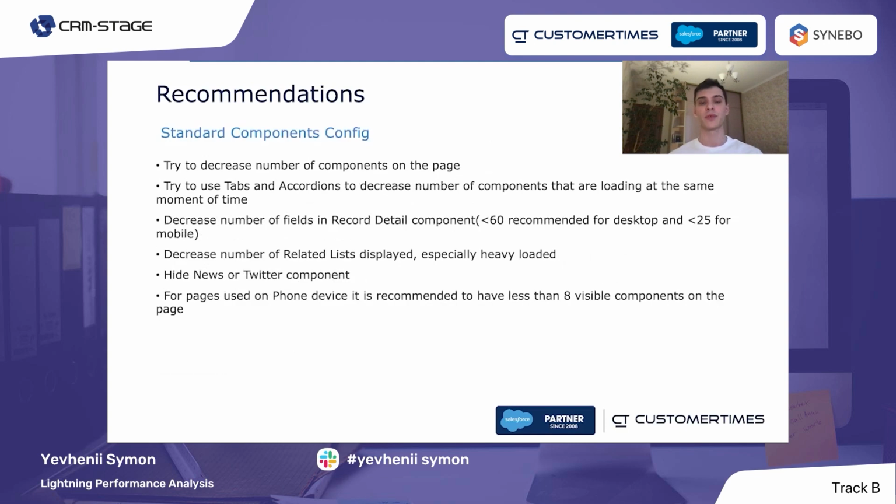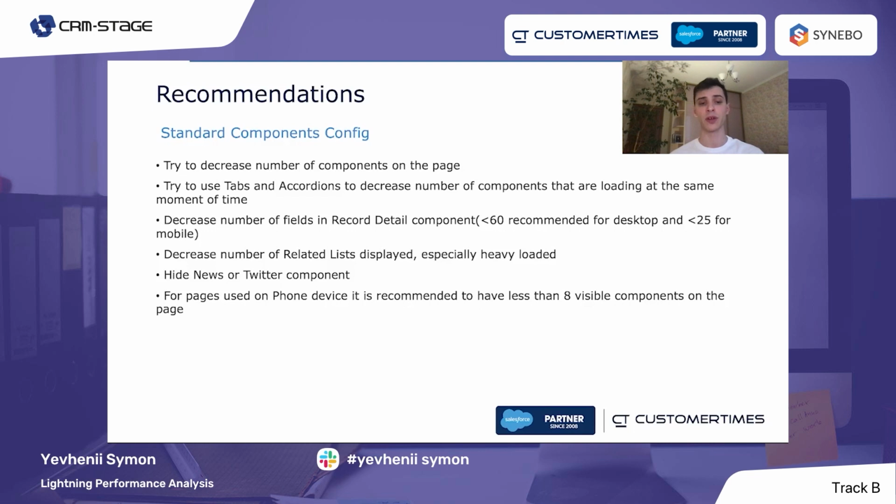Also, in terms of configuration of the standard components, we still need to try to decrease the number of components on the page. We need to use tabs and accordions. Also, we need to decrease the number of fields in the record detail component. Less than 60 is recommended for desktop and less than 25 for mobile. Also decrease the number of related lists displayed, especially heavily loaded ones.